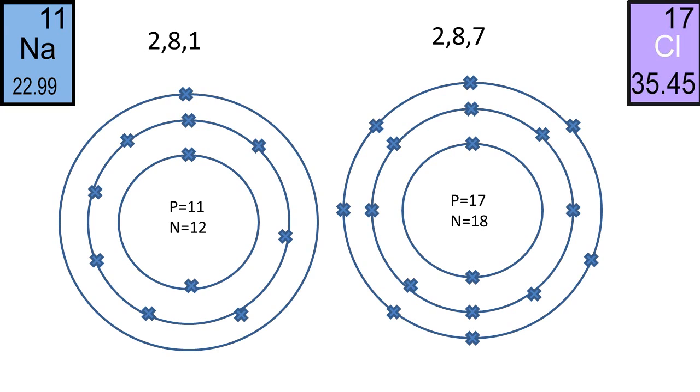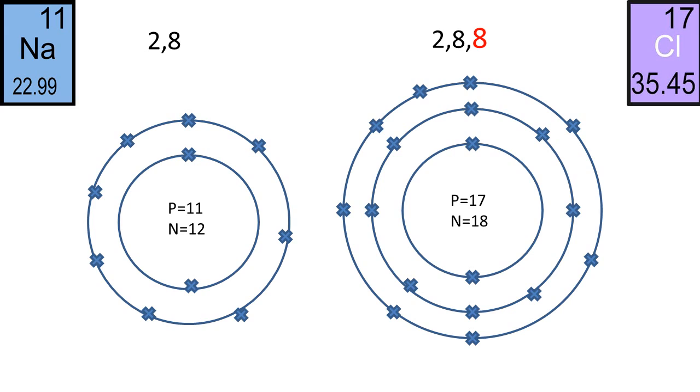What you can do is you can take that 1 off. Remove it. Pass it over to the other atom. Get rid of that whole shell, and now it's 2, 8, and it's got a full outer shell. Now everyone's happy. They've got 8 electrons in their outer shell. They're both very stable. So it's donated an electron across.